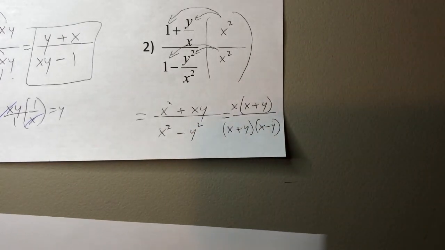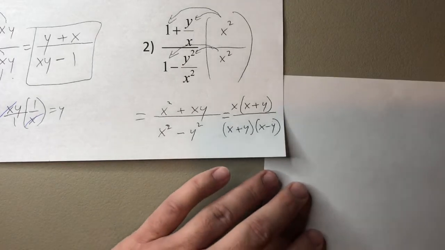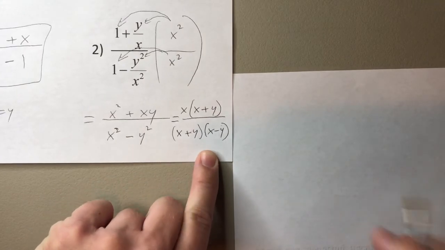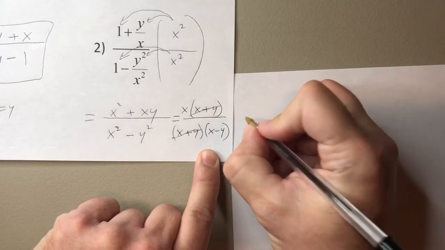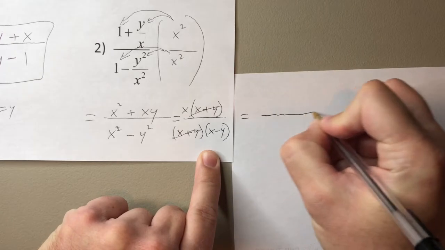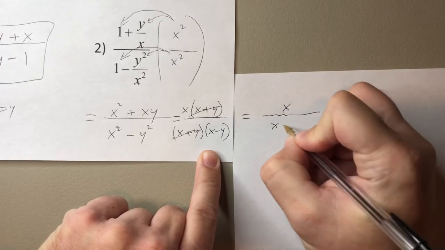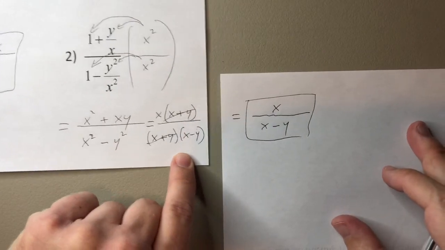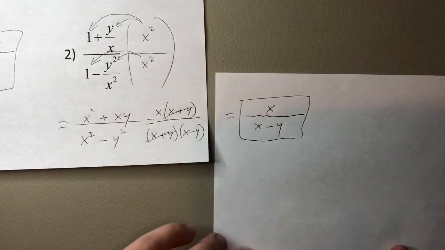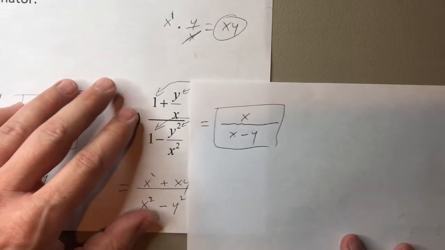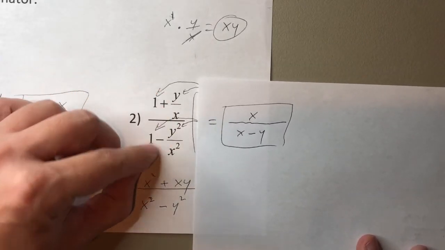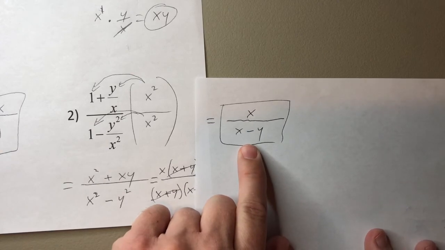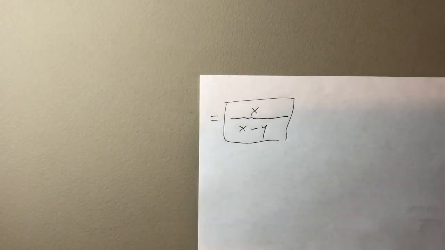At this point, does anything repeat here on the top and on the bottom? Well, I think it does. You have an x plus y and x plus y. Therefore, your final answer is this. X all over x minus y. So, what was once this nasty looking thing is now this. All right? All right, that completes section 1.4.